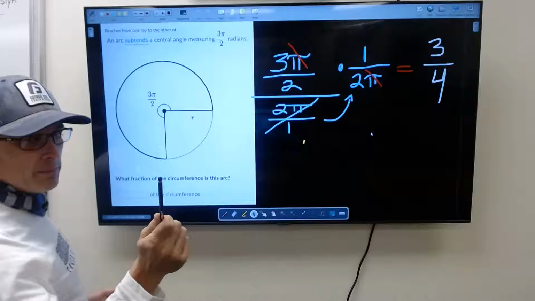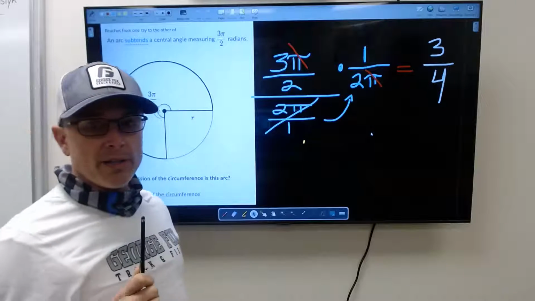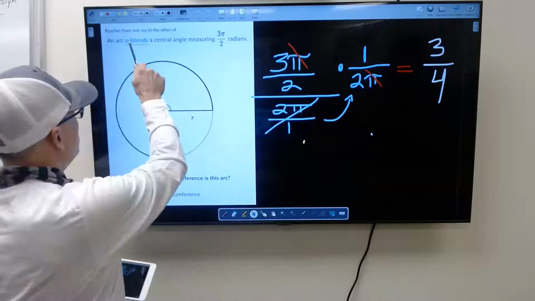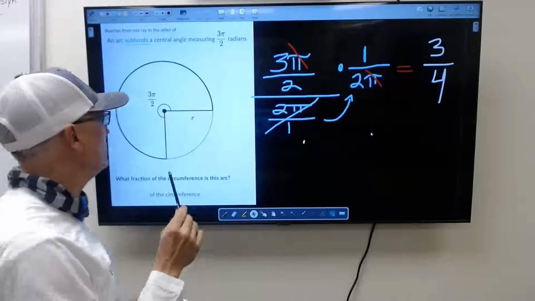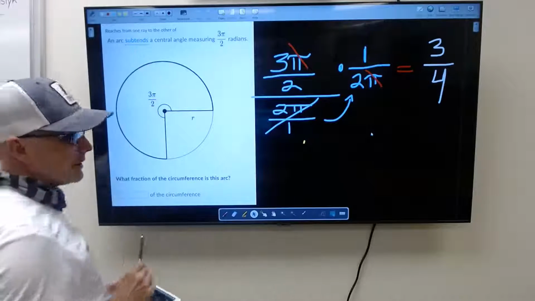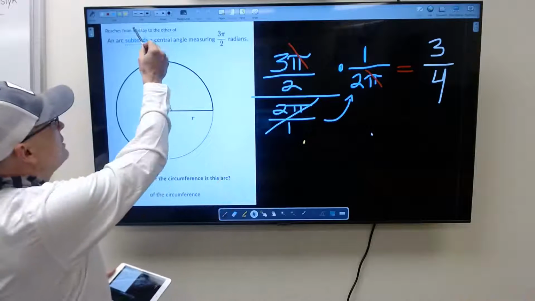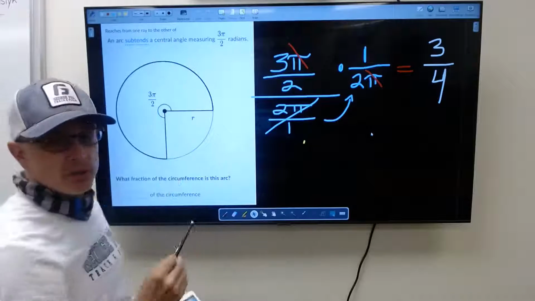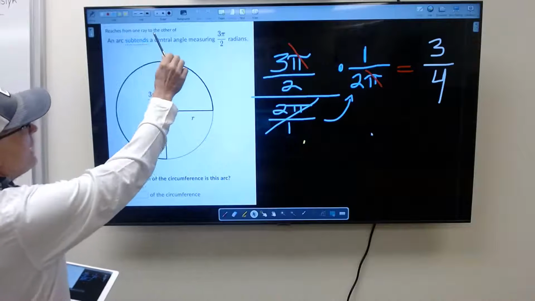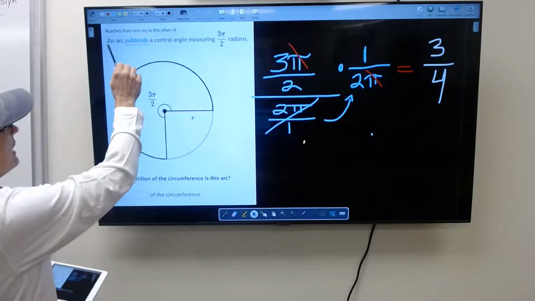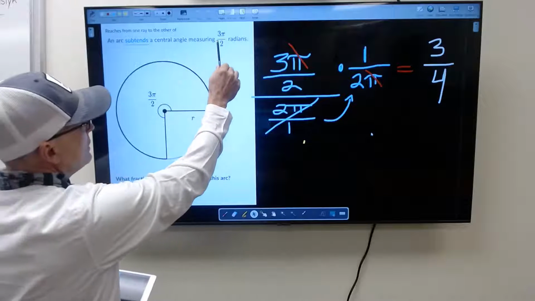Now, one neat thing about Khan Academy that I like is when they have difficult words or new words, they'll boldface or blue them out. And all you really have to do is hover your cursor, your little arrow, right above that. I did the screenshot while I was doing that. And it reaches from one ray to the other of a central angle measuring.